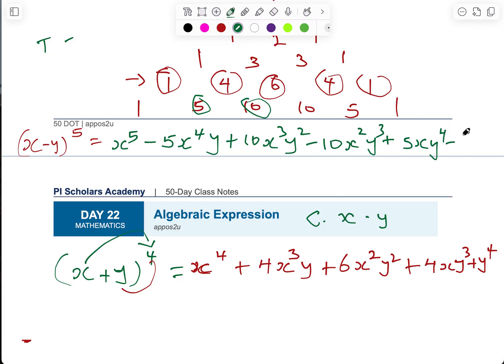And finally, you have another negative sign. So you have negative y raised to power 5. So you can see the way it's changing. The sign is changing from positive, negative, positive, negative, positive.